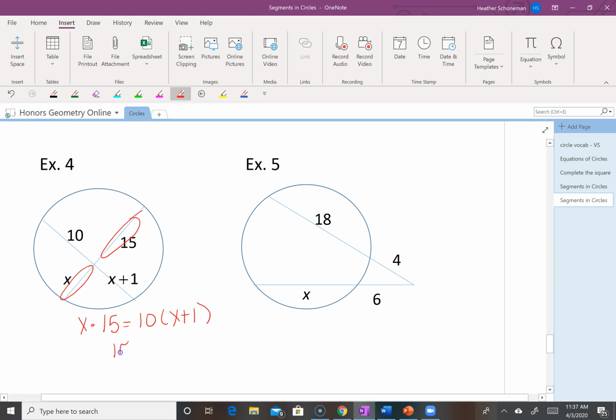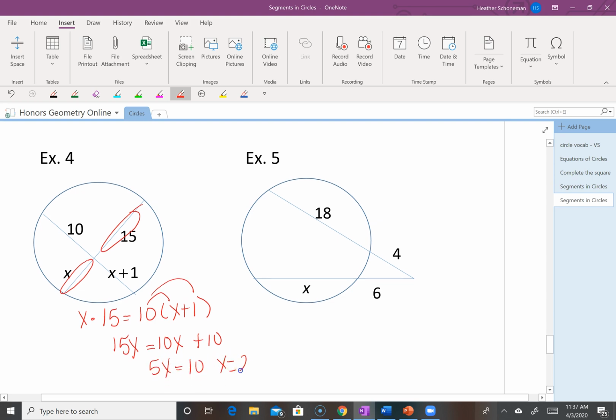So on this side, I get 15x. Over here, I get 10x plus 10. So subtract 10x from both sides, so I get 5x equals 10. So x equals 2.